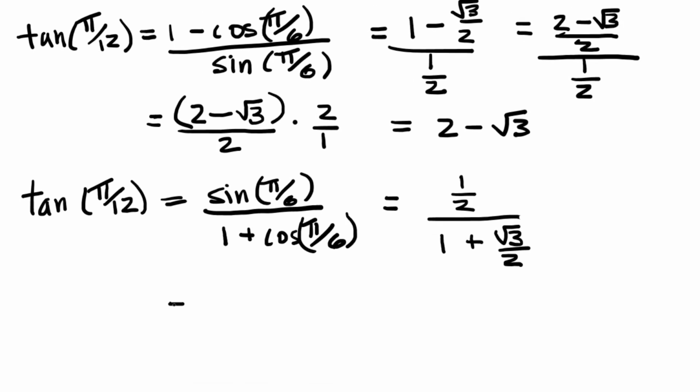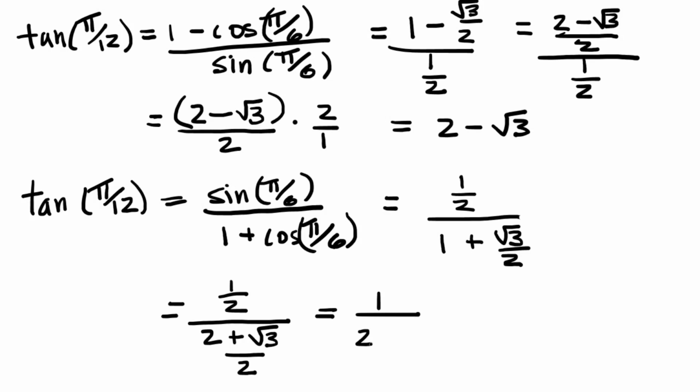So that's going to give me 1/2 all over 2 plus the square root of 3 all over 2. And by a multiplication of the reciprocals again, I'm going to get 1 all over 2 plus the square root of 3. Well, that doesn't look the same. But you remember, you've got to rationalize the denominator.